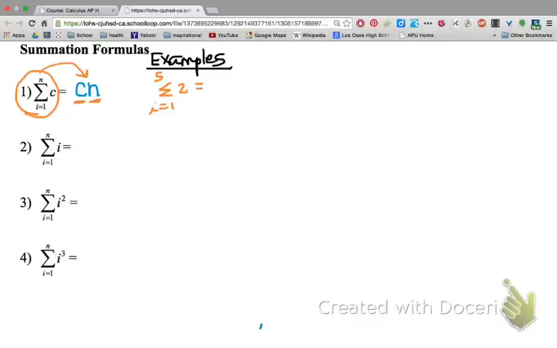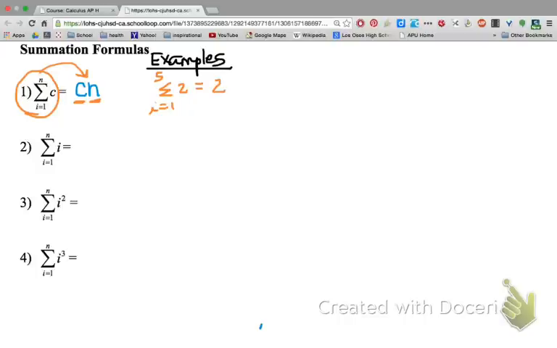So for example, we're going to actually expand this out. This says sum up a bunch of 2's. Notice there's no I in the expression with the 2, so there's no place for me to substitute in a number. So every time I'm summing up a 2. And so I need to do this.